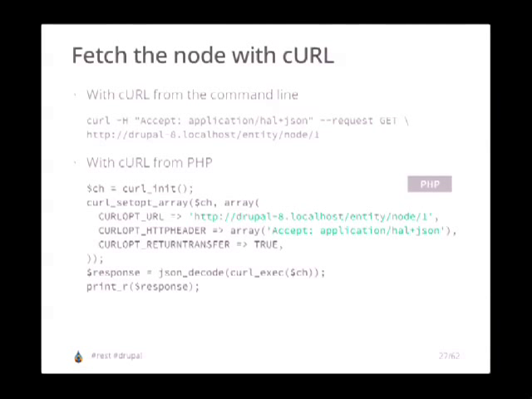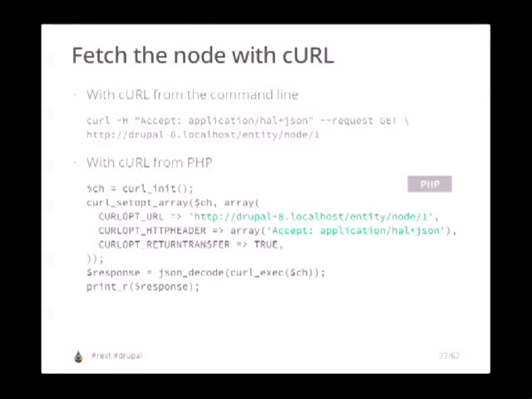In this example, drupal8.localhost is the Drupal installation on my local machine. You have to exchange that with whatever you're using or with your live site, and going to entity/node/1, you can retrieve the HAL JSON representation.